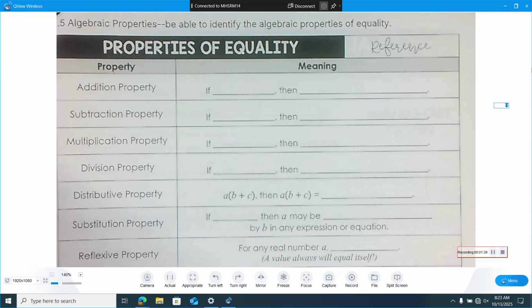So here we have the properties of equality. These are algebraic properties that we have been using now for quite a few years. It's just reiterating stuff that you already know, but you might not have seen it.